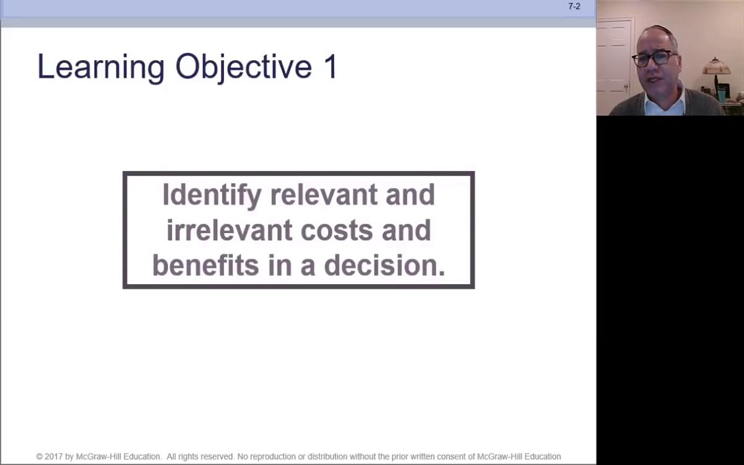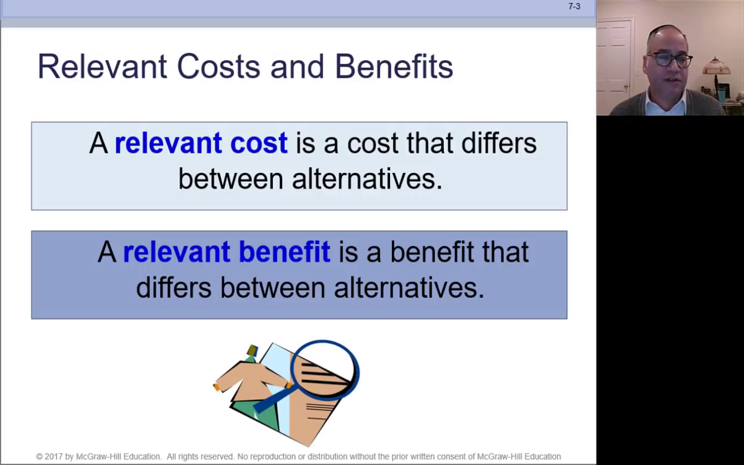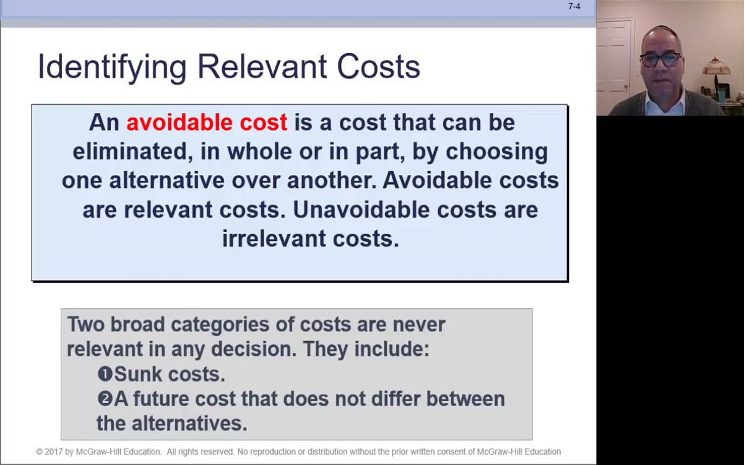So a key piece of information here is to understand the difference between relevant and irrelevant costs and benefits in a decision. Basically, a relevant cost is a cost that's going to be different between alternatives. A relevant benefit is a benefit that's going to be different between alternatives. And so when we make a decision, we're only going to focus on costs and benefits that are relevant. Now, I know that sounds very obvious, but when we get into the nitty-gritty of this, you're going to see that it's not really so obvious what's relevant and what's irrelevant.